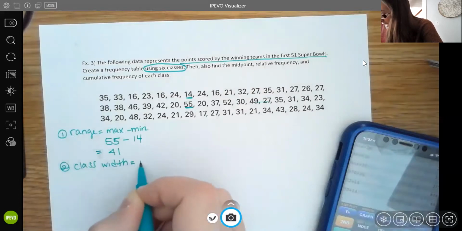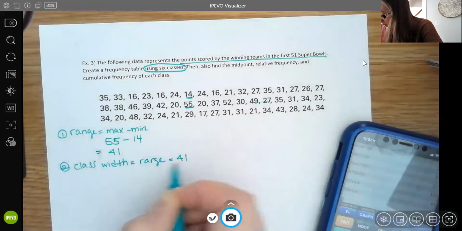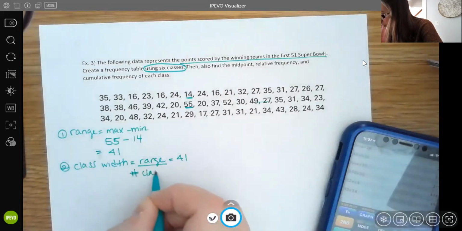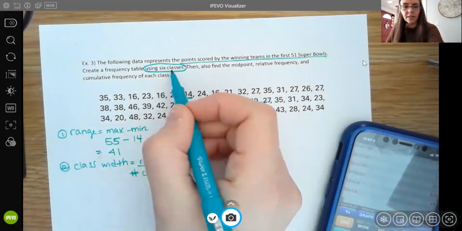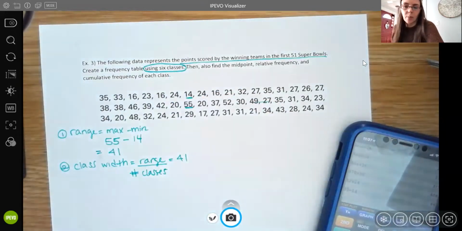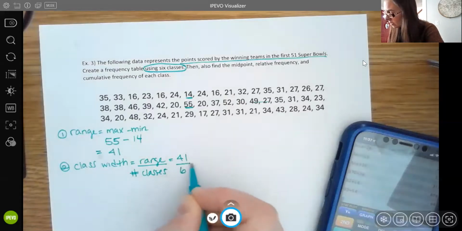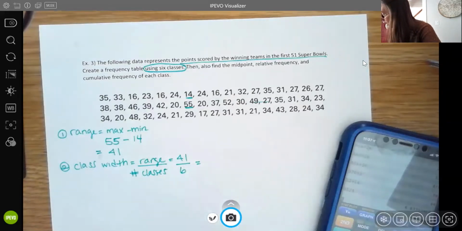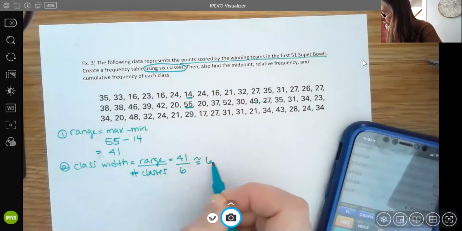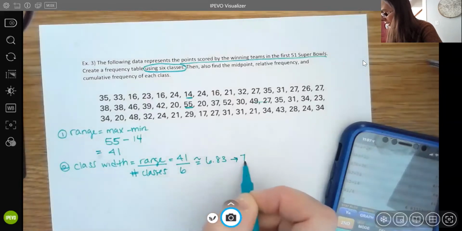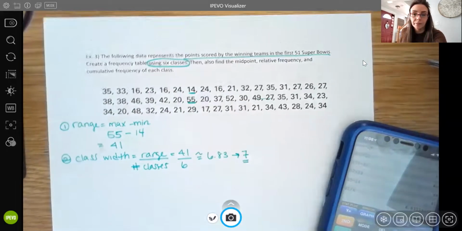Now, I know my range is 41. And the number of classes I want, again, you can choose this. They're going to tell us here so that we're a little bit more consistent with each other. But really, that would be the researcher's choice, and they would choose something that they think is the best for the data. If you notice the data is pretty close together, then you're going to choose probably fewer classes. If you notice the data is pretty far out, you may choose more classes. So it kind of depends. We're going to use 6 classes here. If I do 41 divided by 6, I get about 6.83. So I'm going to use 7 as my class width.